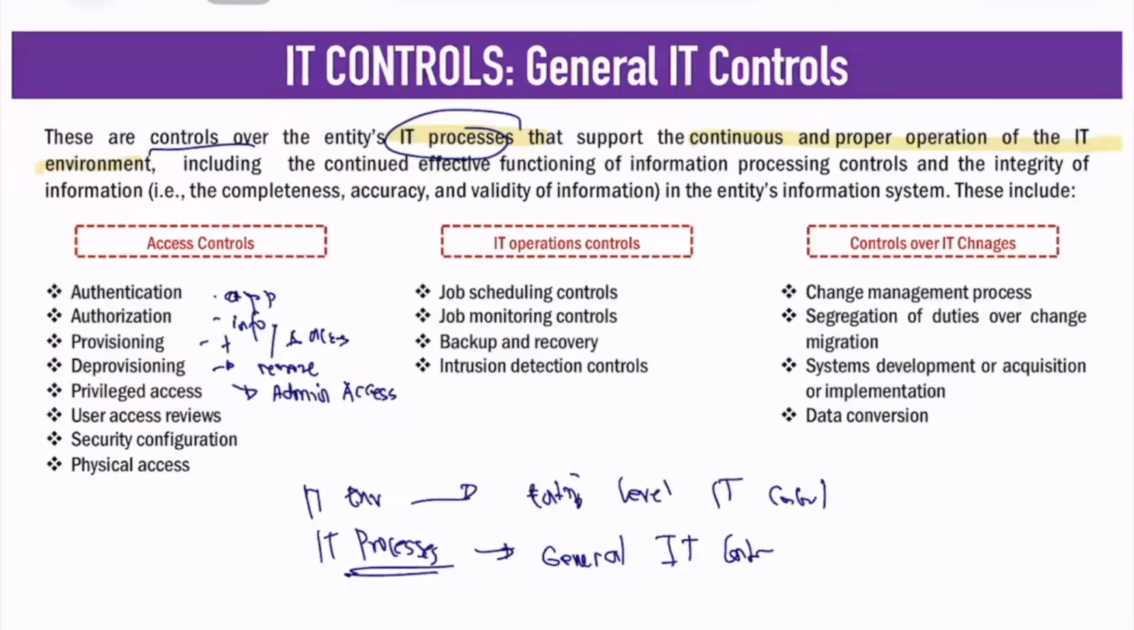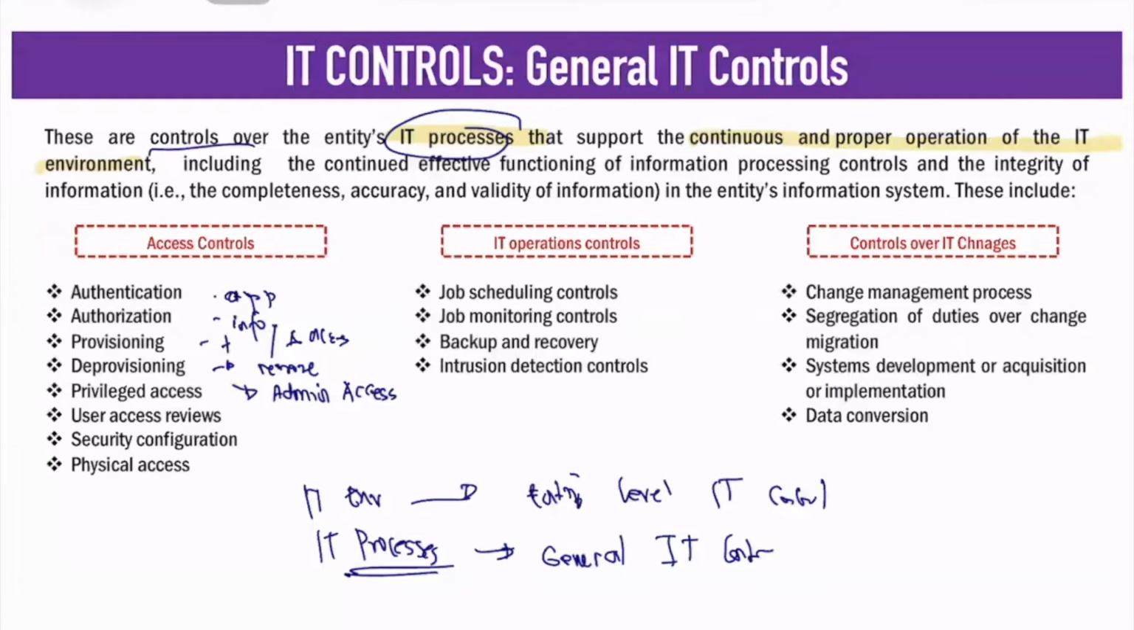Next, we have your IT operations control. For your IT operation controls, we have your job scheduling, job monitoring, backup and recovery, and intrusion detection. So what is job scheduling? For job scheduling, this is the access as to your jobs or programs. So you schedule your different jobs or programs as to your operations. Job monitoring controls the monitoring of financial reporting jobs or your programs.